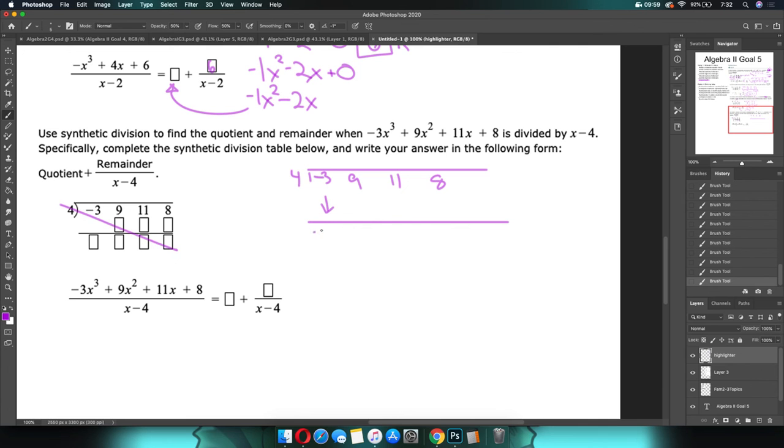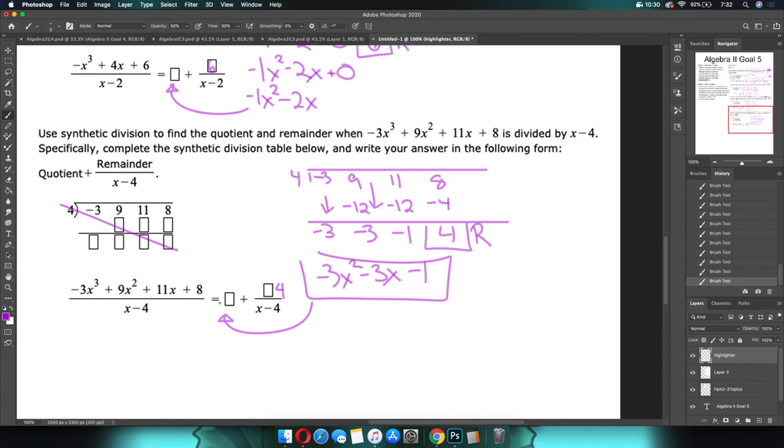So negative 3 pushes down. 4 times negative 3 is negative 12. Push down. 9 minus 12 is negative 3. 4 times negative 3 is negative 12. Push down. 11 minus 12 is negative 1. 4 times negative 1 is negative 4. 8 minus 4 is 4. That last one is our remainder, so that's what goes in here. And then what do we have? We have minus 1 as our constant, 3x, and then 3x squared. And then that number is what goes in there.